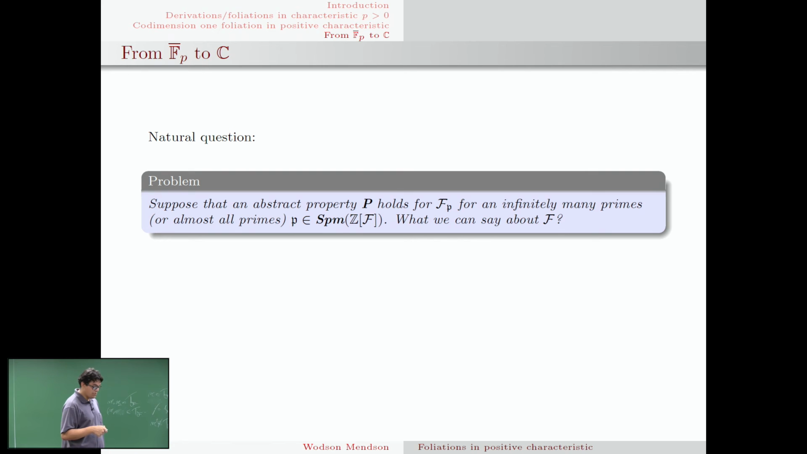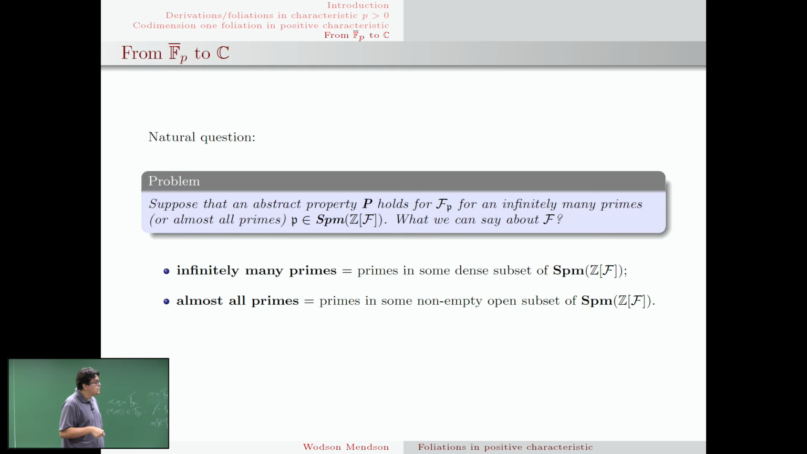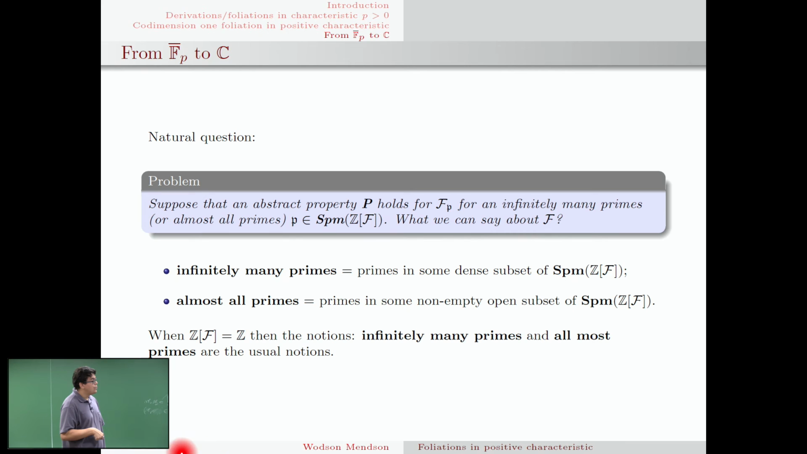Natural question: suppose that we have an abstract property P that holds for F_p for infinitely many primes, or almost all primes p. What can we say about F? Just technical things: infinitely many primes means primes in some dense subset of this topological space, the set of maximal ideals. And most primes means primes in some non-empty open subset of the topological space. So when the algebra is Z, these notions are the usual notions, infinitely many or almost all primes. We avoid the finite number.